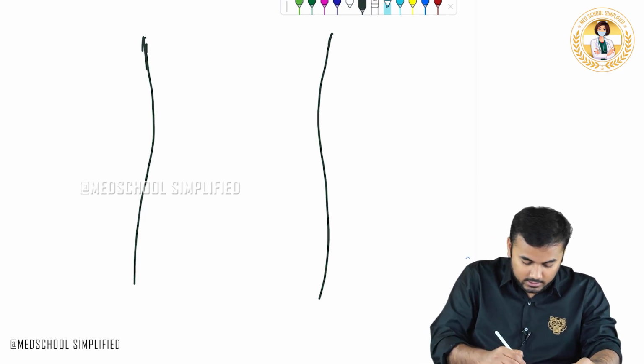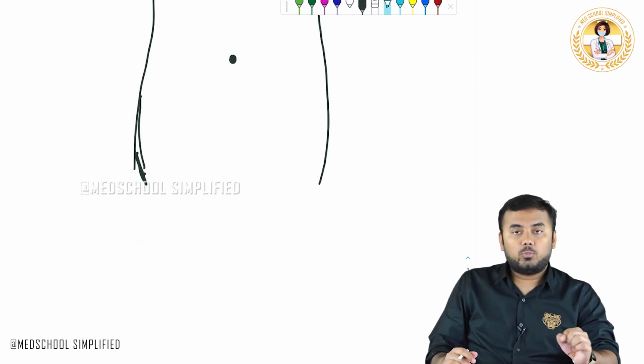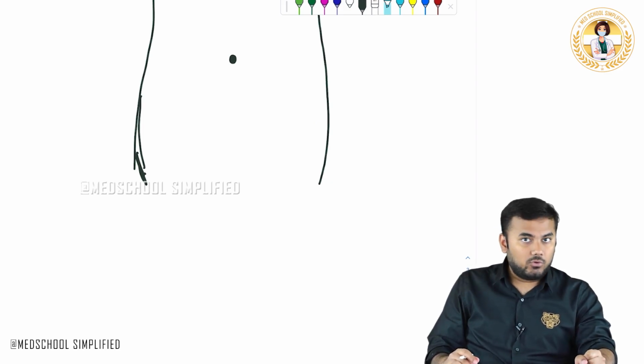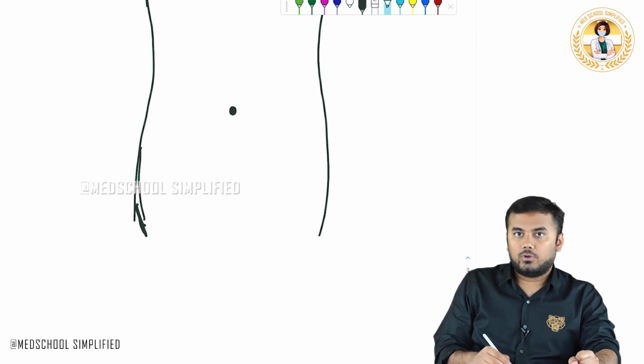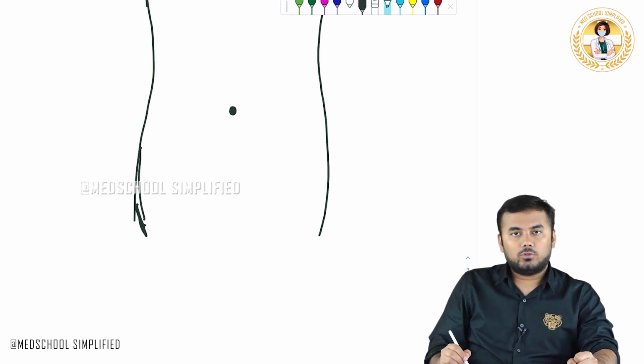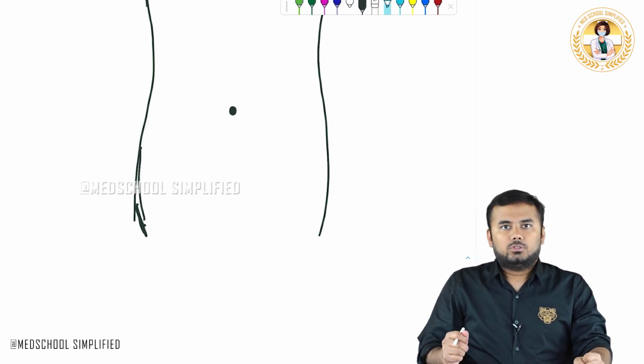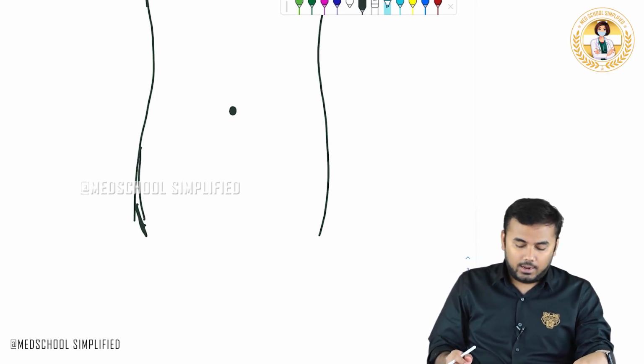So let us take this picture. I know it is a little bit crossed, but still, yeah. This point which is located between L3 and L4 is your umbilicus. Above the umbilicus you have L3, below the umbilicus you have L4, right? So exactly in between both of them you have your umbilicus.